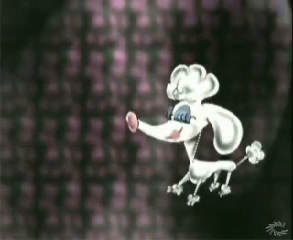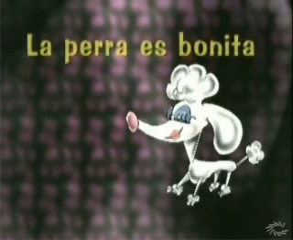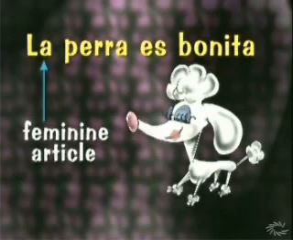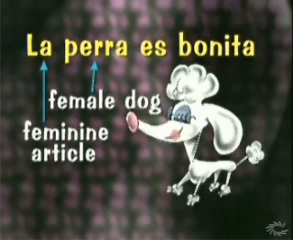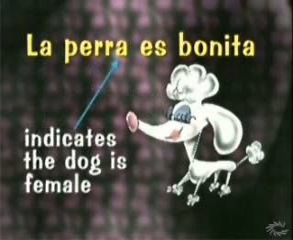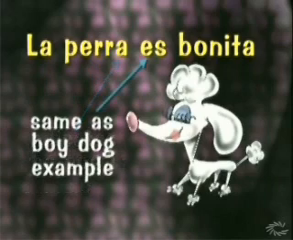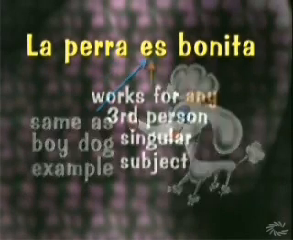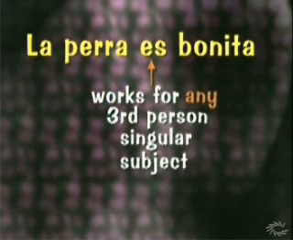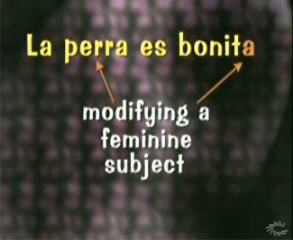If we were talking about a girl dog, the sentence would go like this. La perra es bonita. In this case, the article la is feminine, because it goes along with perra, which means female dog. Notice that it's the A on the end of perra that indicates that the dog is female. The verb is the same as in the boy-dog example, because es works for any third-person singular subject, masculine or feminine. The adjective bonita gets an A on the end because it's modifying a feminine subject, perra. All the parts match. In this case, they are all singular and feminine.